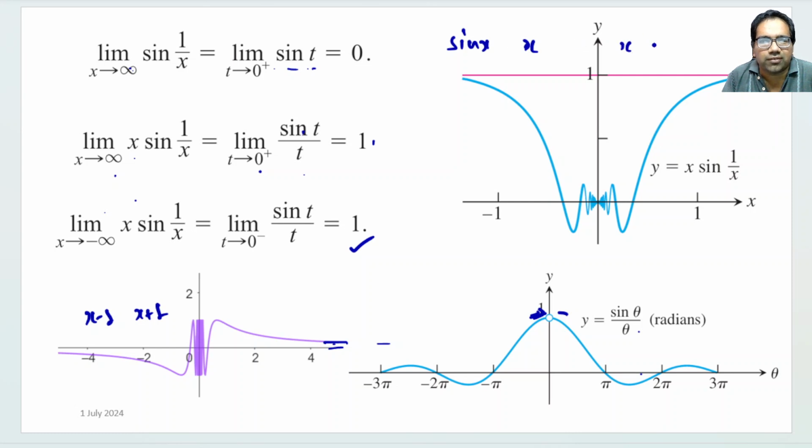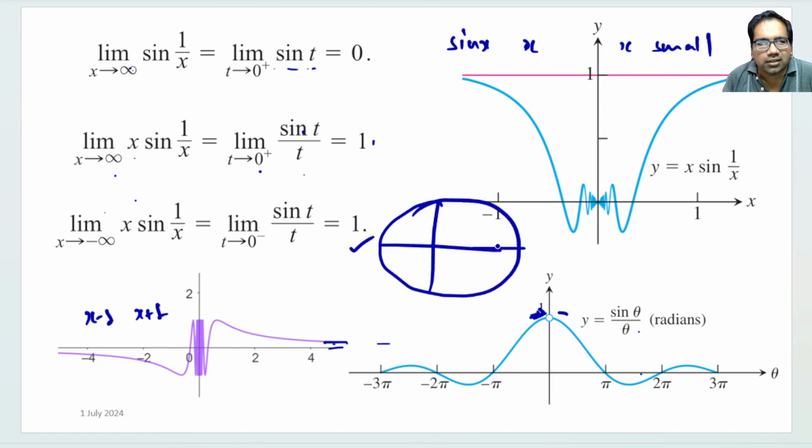We have discussed earlier, when x becomes small, if we take the circle, then what is sin x? This is theta, and the radius is 1, then this is sin theta, right? And this is theta. This length is r theta, r is anyway 1, so this is actually equal to theta.